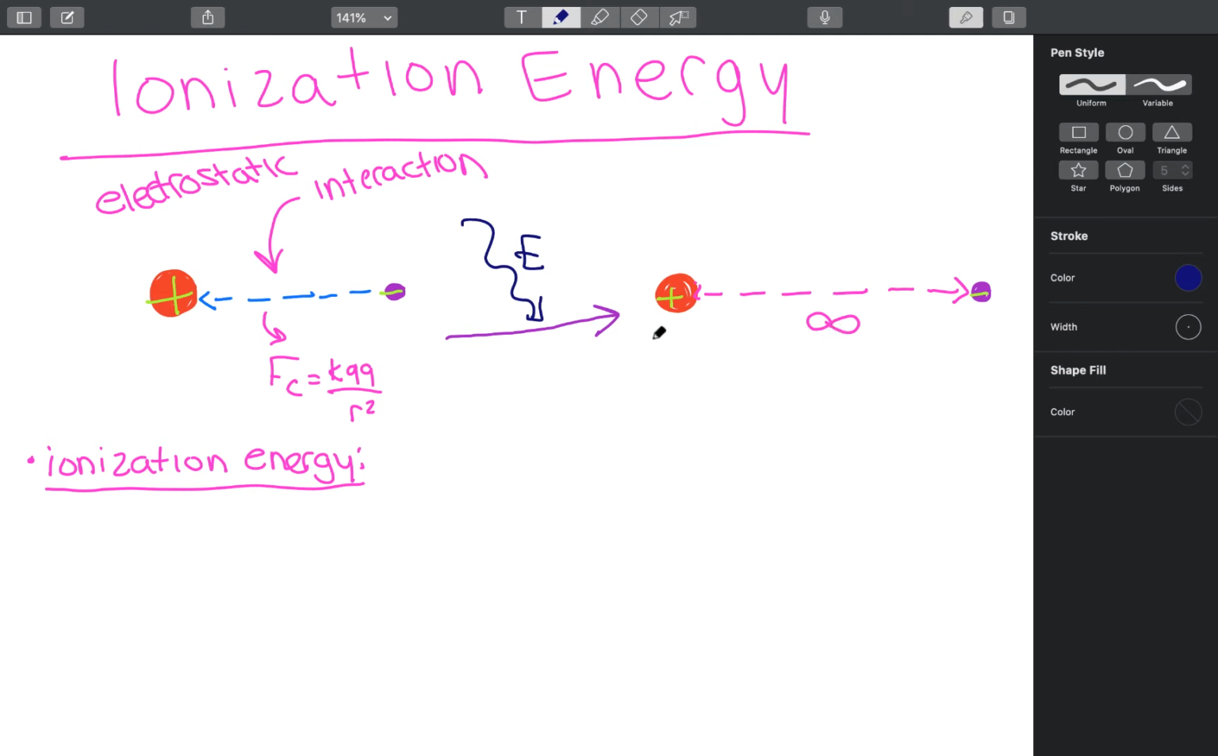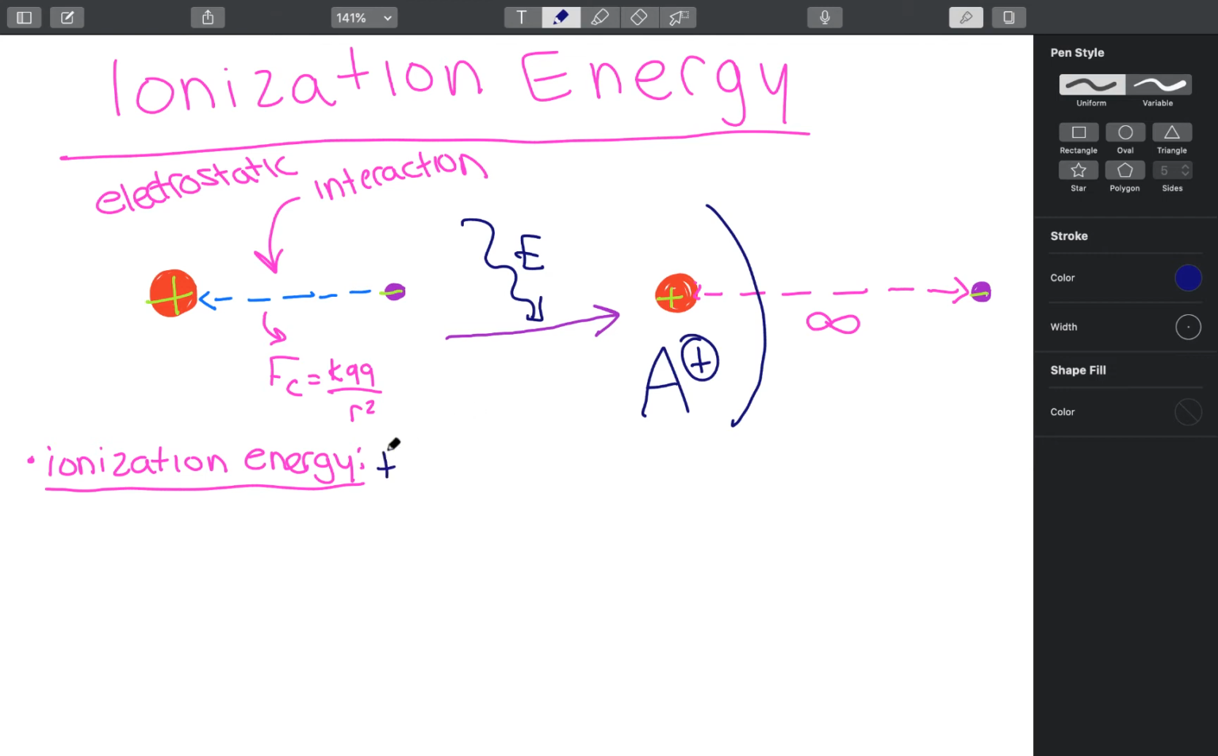So now our atom, we'll just call this the barrier of our atom, is now positively charged because it lost an electron, and our electron is over here free from the atom. So this is what ionization energy is in a nutshell.